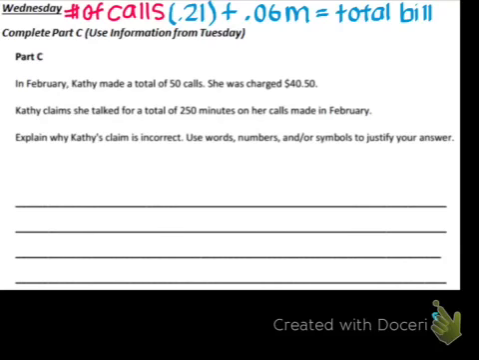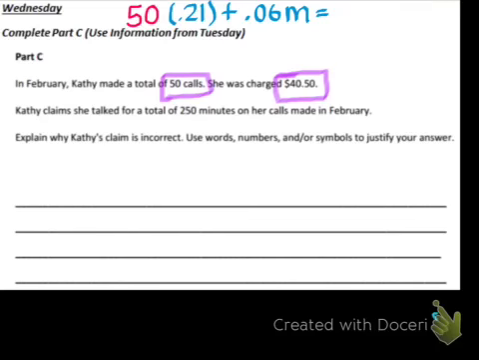So we're going to pull our important information out of here. So first thing is that she made a total of 50 calls, and also that she was charged $40.50. And then we can go on and do our second part in just a minute. So let's use these two pieces of information and put them into our formula. Now that we have our formula, we can go ahead and solve for M so that we can find out the total number of minutes that she talked on her online phone calls in the month of February.